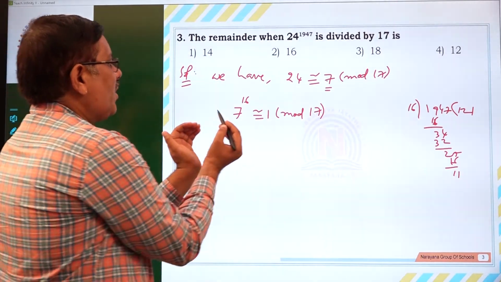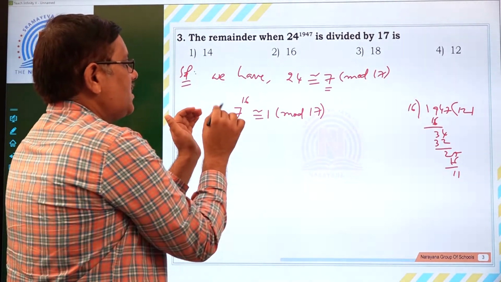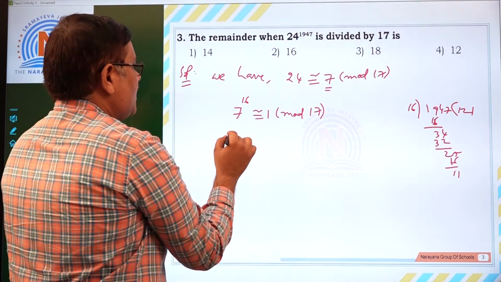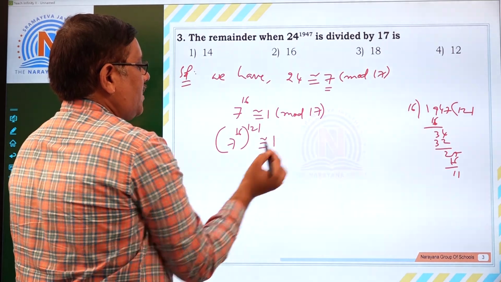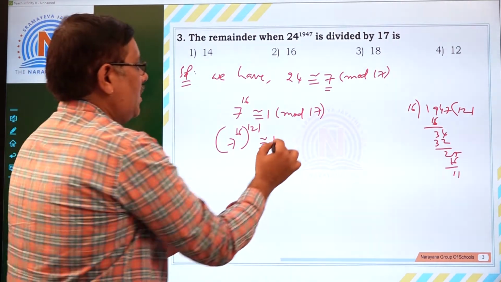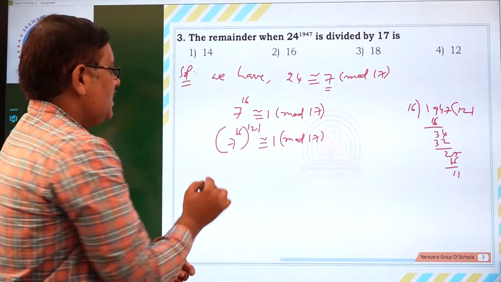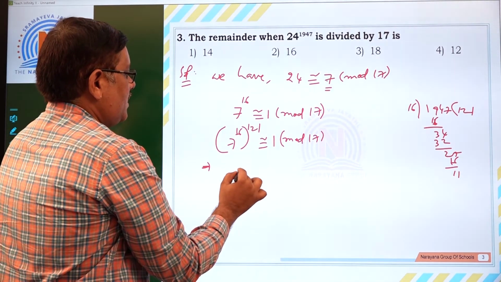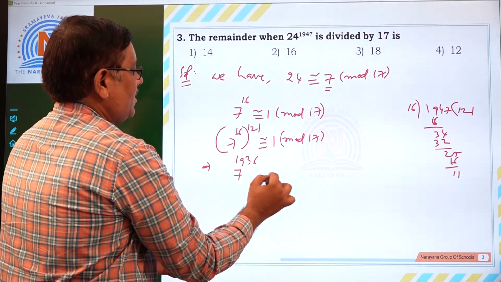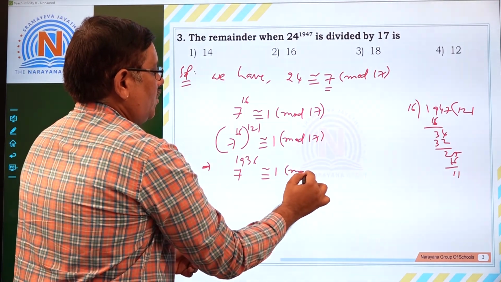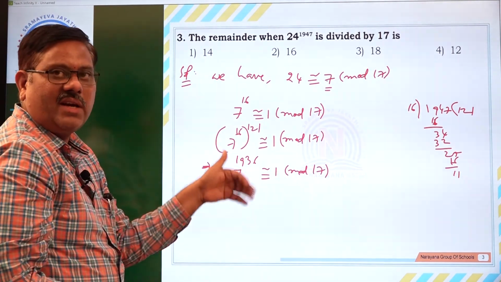So let us raise 7 power 16 to the quotient, that is (7 power 16) power 121. That is congruent to 1 power 121, which is nothing but 1 modulo 17. Otherwise, 7 power 1936 is congruent to 1 modulo 17. What else do we need? Beyond 1936, 11 more is required.